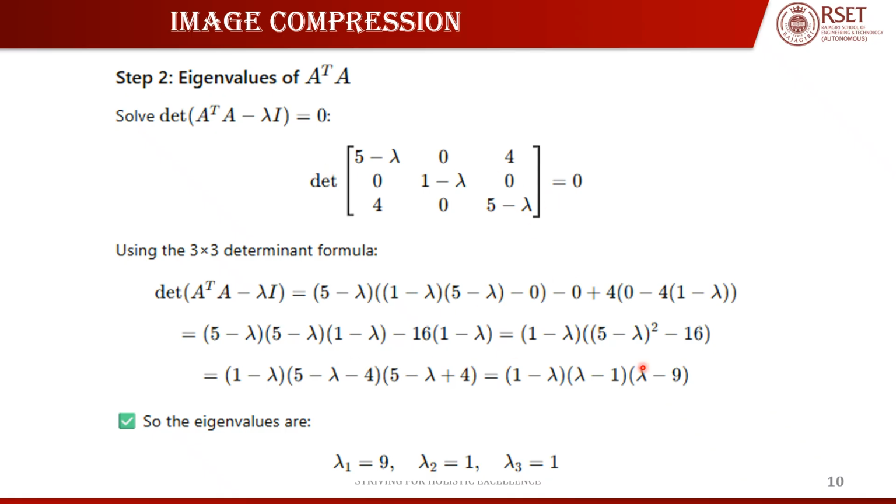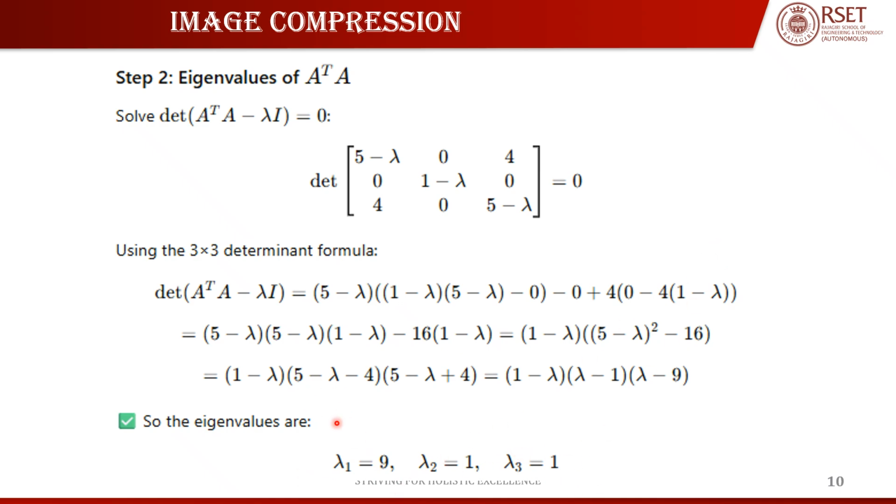Just do the determinant and equate it to 0. So you have lambda equal to 1, lambda equal to 1, and lambda equal to 9 as the eigenvalues. You can see as shown in the steps how to get them. Okay, then after factorizing, you have lambda 1 is equal to 9, lambda 2 is equal to 1, and lambda 3 is equal to 1.